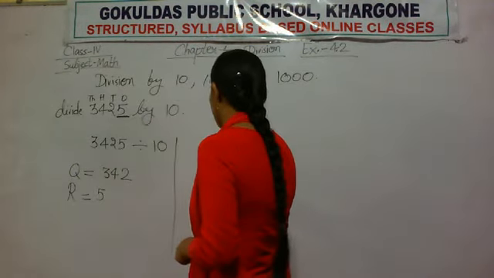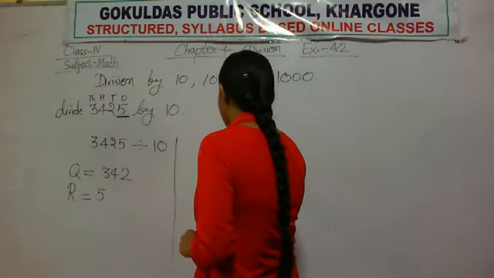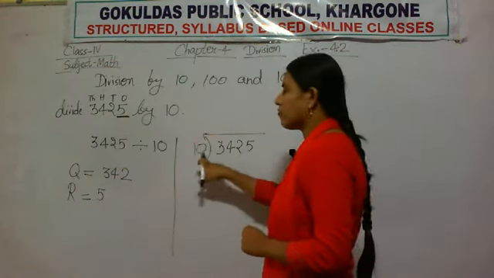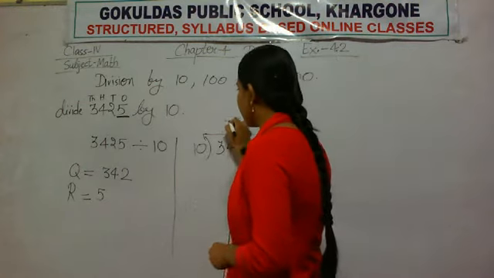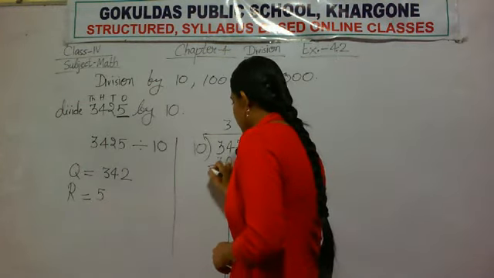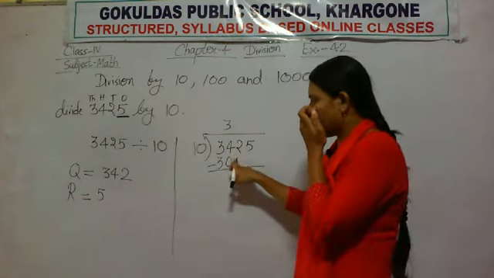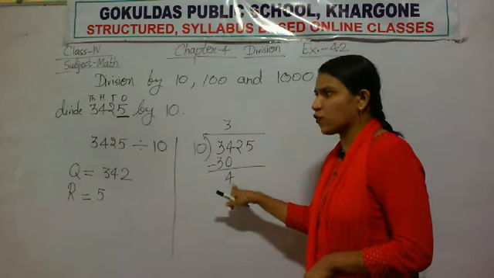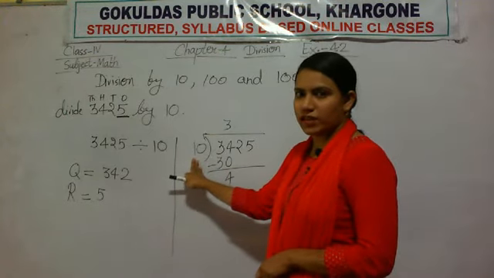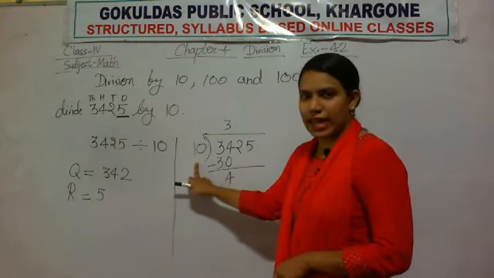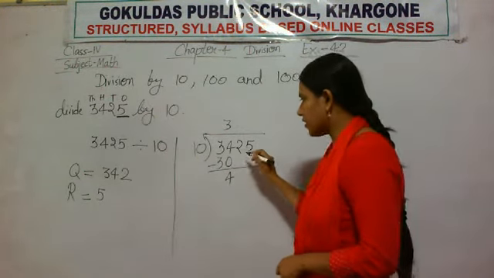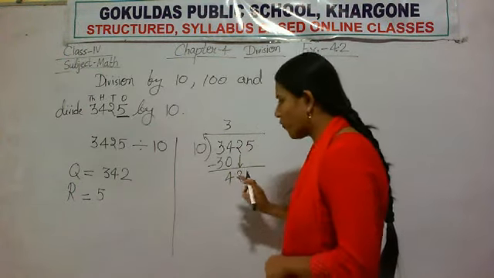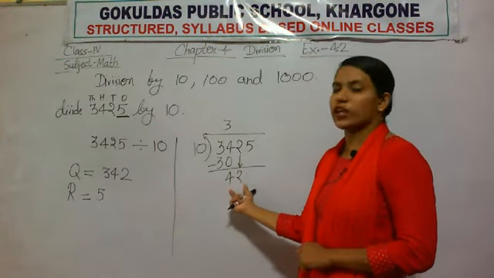Here your dividend is 3425, and your divisor is 10. You are dividing 3425 by 10. Let us divide it. 10 3s are 30. When we subtract 30 from 34, our remainder is 4. Now 4 is smaller than the divisor 10, so we cannot divide further. So we need to bring down 2 over here. Now our new number is 42.